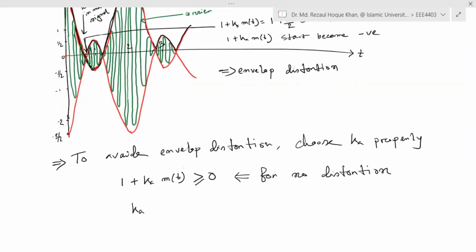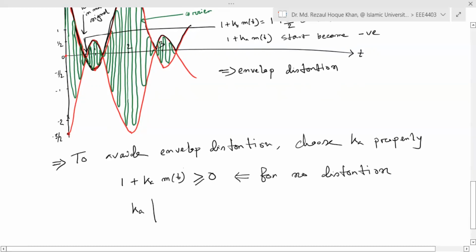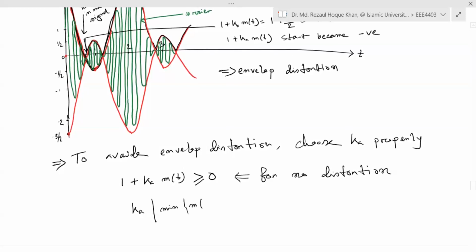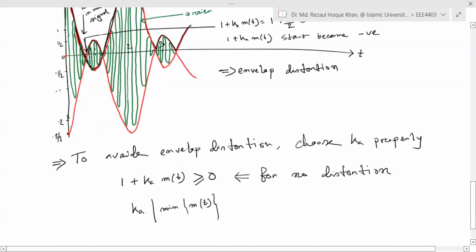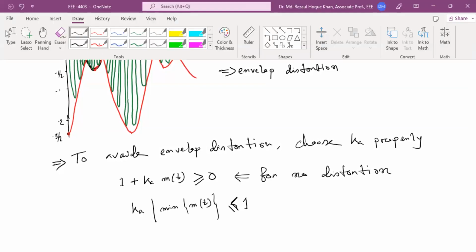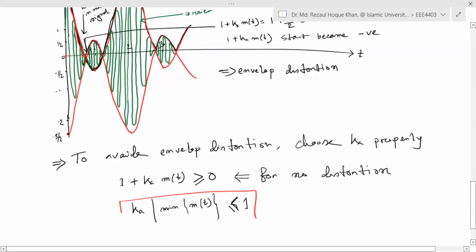Ka, the amplitude of this minimum of the message signal m(t) should be less than or equal to 1. If I take this to the other side, it becomes less than 1. So this is the condition. This is actually the condition for no envelope distortion.